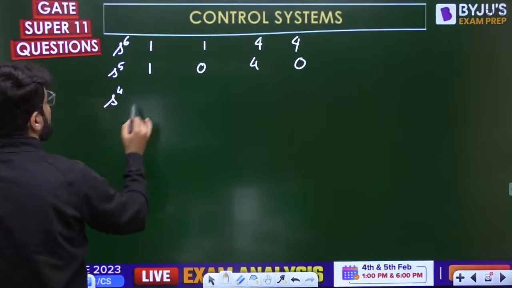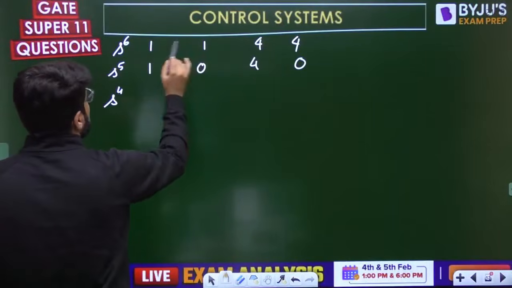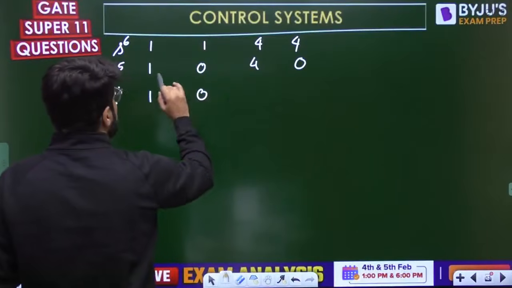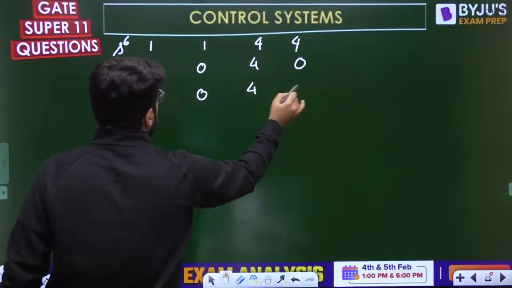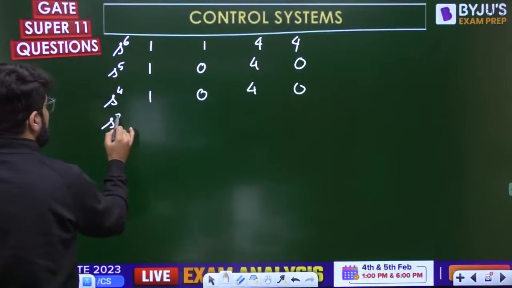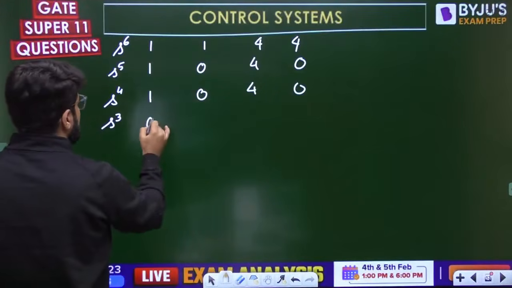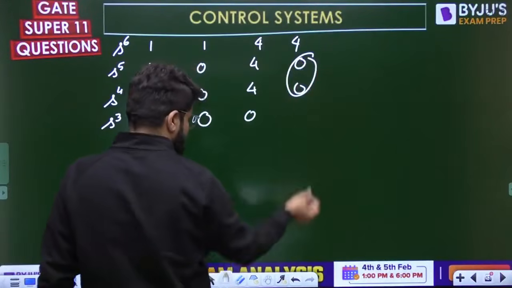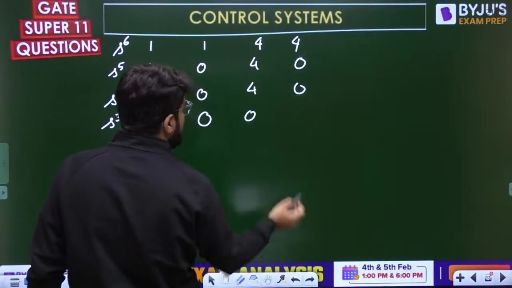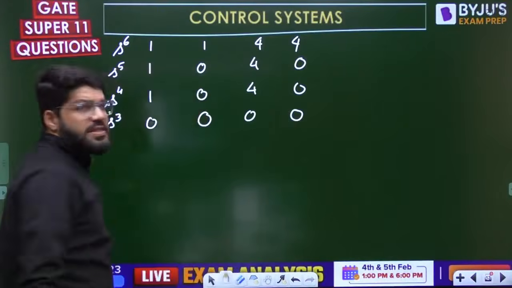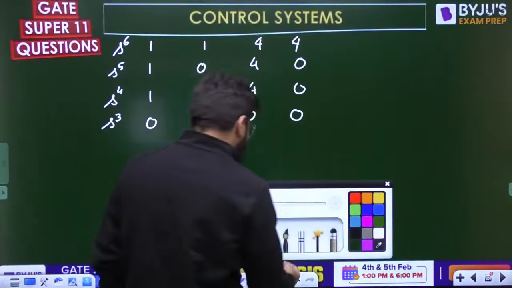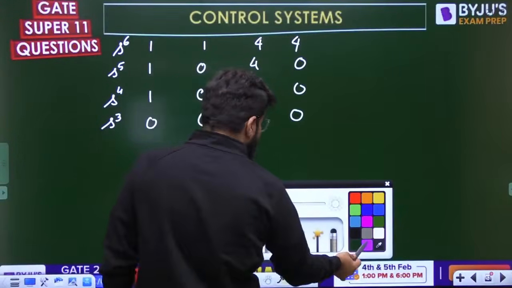S raised to the power 4: this is 1 minus 0, 1. Okay. 4 minus 4, 0. 4 divided by 1, 4. 0. Next, S cube: 0, 4 minus 4, 0. This element will be 0 because the top two elements are 0 there. The last element of the column is always 0. So what is it that you are getting here?